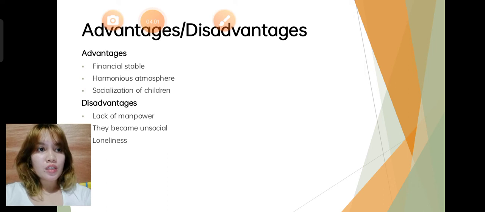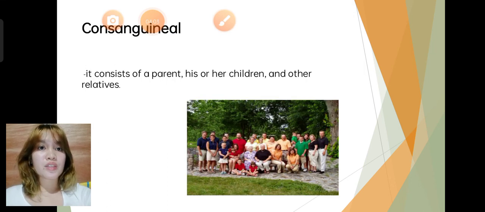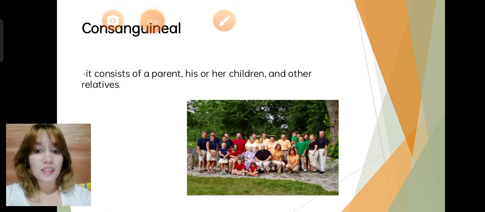The next one is the consanguineal family. It consists of a parent, his or her children, and other relatives. The term consanguine basically means related by blood. Therefore we use the adjective consanguine for people who are biologically related to each other. People who are related through adoption or marriage are not consanguine.